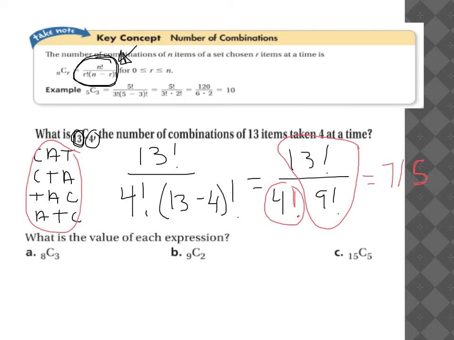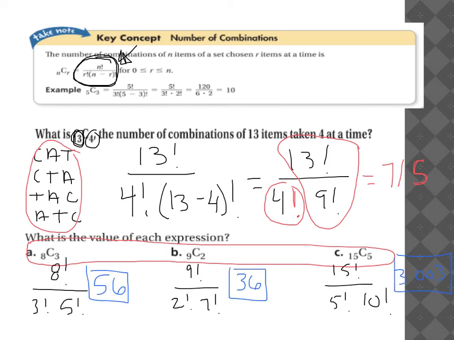So right now I want you to test to make sure you can plug it into the formula for these next 3 problems and check your work with mine. Your 3 answers should have been 56, 36, and 3003.